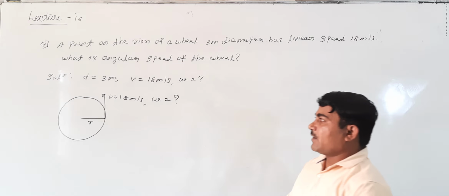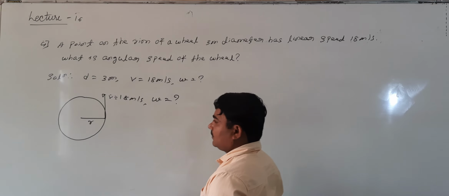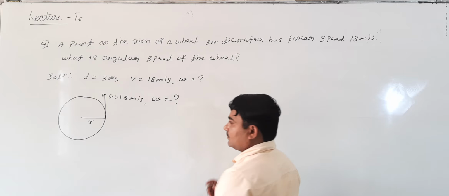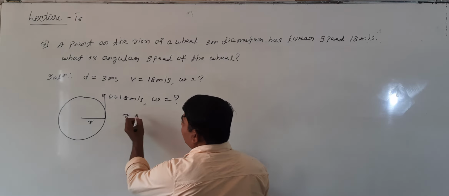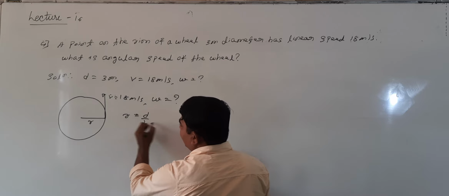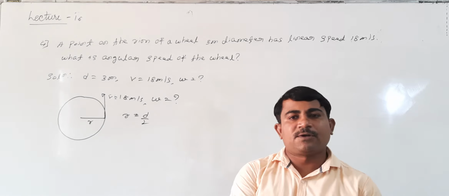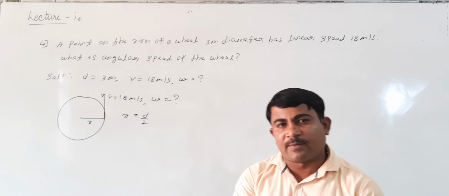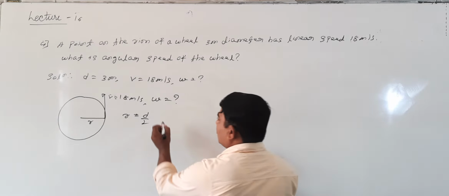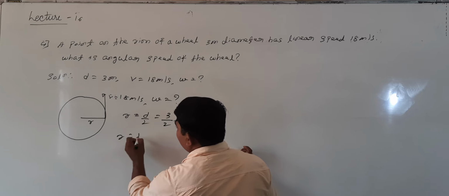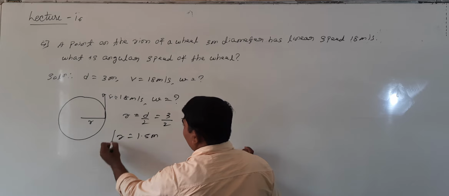What are given, students? Diameter given. If diameter is given, we need this radius, R value. Actually, radius equal to how much? Radius equal to diameter divided by 2. You know this formula directly. Diameter how much? 3 by 2. Then what is the radius? Radius is equal to 1.5 meter.